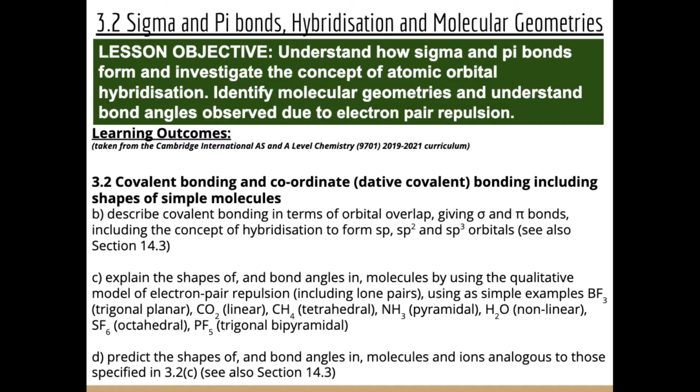G'day, welcome back. Let's continue our lessons into the types of chemical bonding, where today we're looking at sigma and pi bonds, hybridization, and molecular geometries, where our lesson objective is to understand how sigma and pi bonds form and investigate the concept of atomic orbital hybridization. Then we're going to identify molecular geometries and understand bond angles observed due to electron-pair repulsion. As always, our learning outcomes from the Cambridge curriculum that we will be looking at.